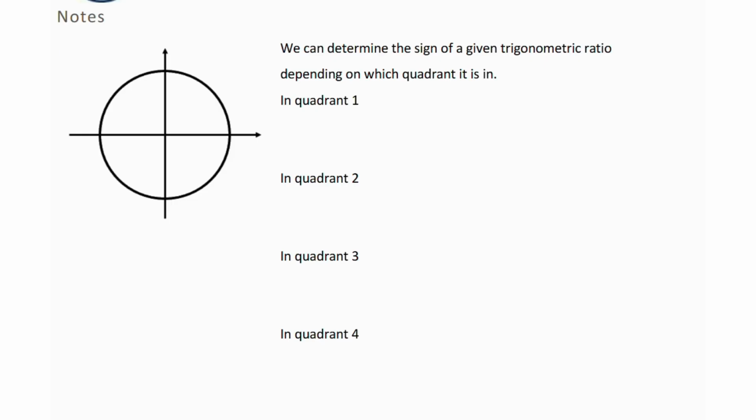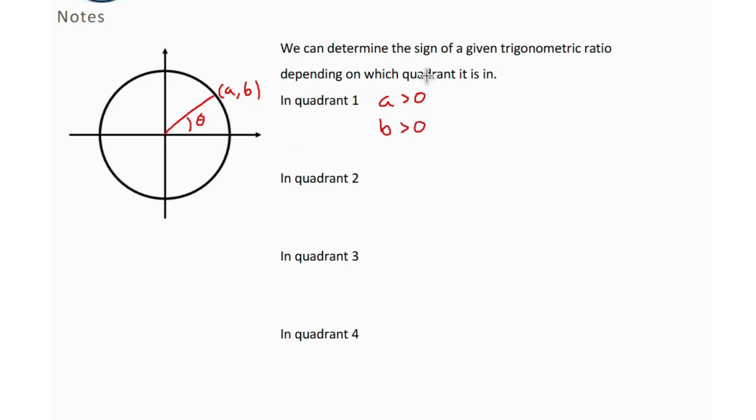We can put all this information together to work out what the sign, whether it's positive or negative, of any given trigonometric ratio is, depending on which quadrant we are in. Now, in quadrant 1, when we're up here, our angle theta is here. We think about the values a and b. What we know here is that a is going to be positive because x is positive. And we also know that b is going to be positive.